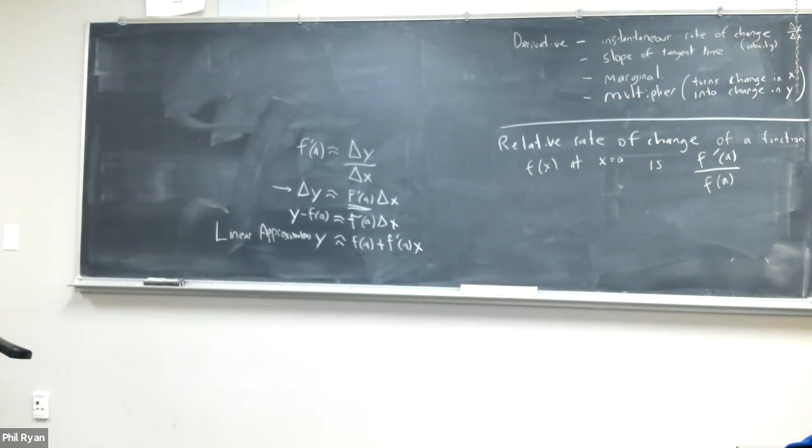And so the useful thing about this is you get rid of the units of y, right? Because the derivative is units of y per units of x, and f of A is units of y. So when you divide one by the other, you get rid of units. So this is when you're talking about percentage change.